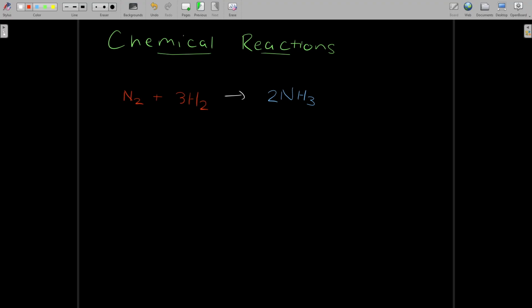Chemical reactions involve the making and breaking of chemical bonds. We write the reactions using this white arrow. The substances on this side are called the reactants, while the substances on this side are called the products. Notice that the big numbers, the coefficients, mean multiple molecules, while the subscript means multiple atoms in one molecule.